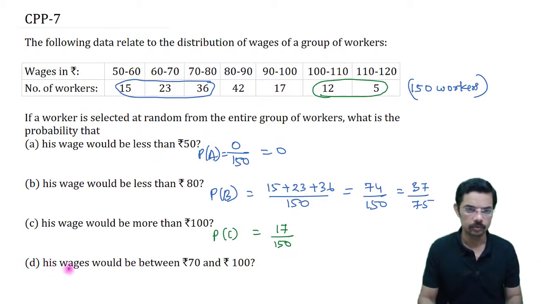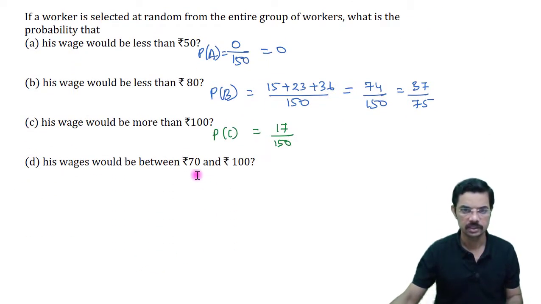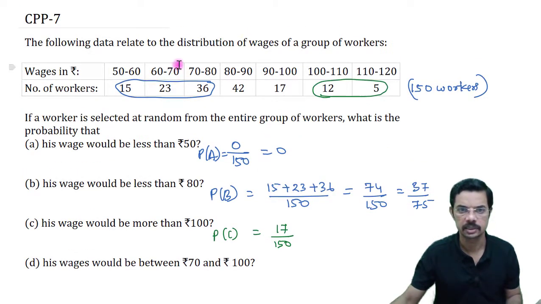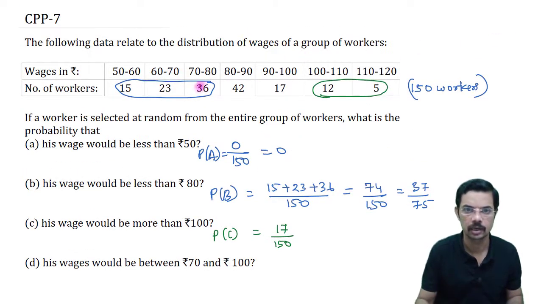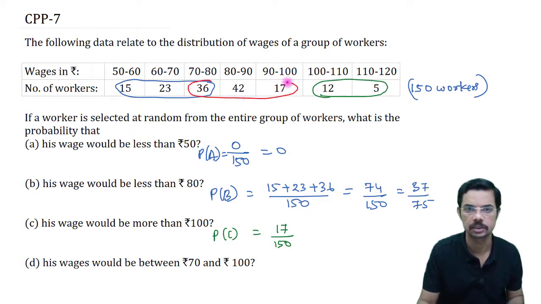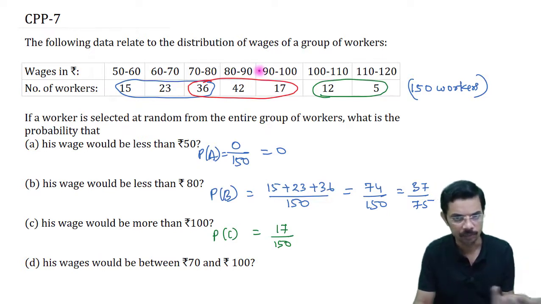Okay, now the next case is between some points. The range is between 70 to 100. Let us look into the diagram. 70 to 100 means 70 or more, but less than 100. So in that case, we need this region. These many people: more than 70, but less than 100. So it could be 70 to 80, 80 to 90, or 90 to 100, not the other classes.